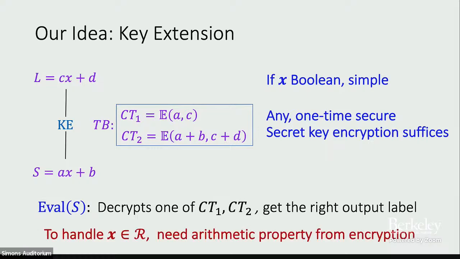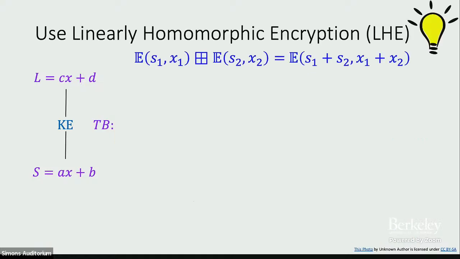The problem now is that I need to handle inputs which are not Boolean. And this is, in fact, basically the encrypted truth table method. So a way to get around this is: what if my encryption scheme has some nice arithmetic properties? In particular, what if it's linearly homomorphic? In the sense that there is a way to operate on two ciphertexts and obtain a ciphertext which is encrypted using the sum of the keys and the sum of the inputs.